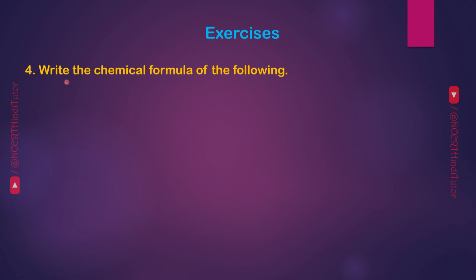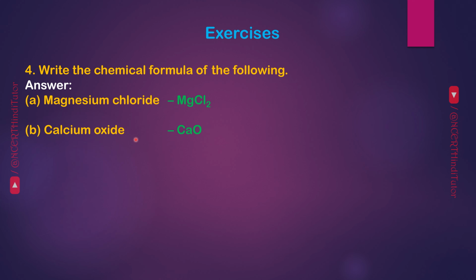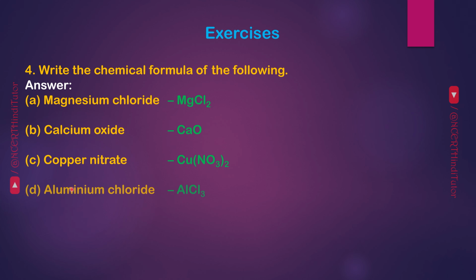Question 4. Write the chemical formula of the following. Answer. A. Magnesium chloride, MgCl2. B. Calcium oxide, CaO. C. Copper nitrate, Cu(NO3)2. D. Aluminium chloride, AlCl3. E. Calcium carbonate, CaCO3.